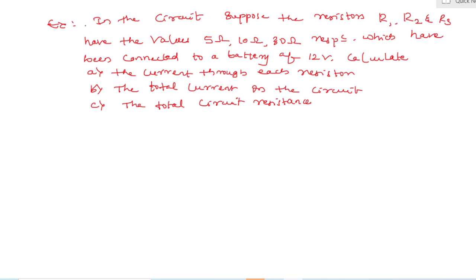Yes, my dear students, the given example: in the circuit diagram, suppose the resistors R1, R2 and R3 have the values 5 ohm, 10 ohm, 30 ohm respectively, which have been connected to a battery of 12 volt. Calculate first the current through each resistor, second the total current in the circuit, and third the total circuit resistance. Now solve this problem.